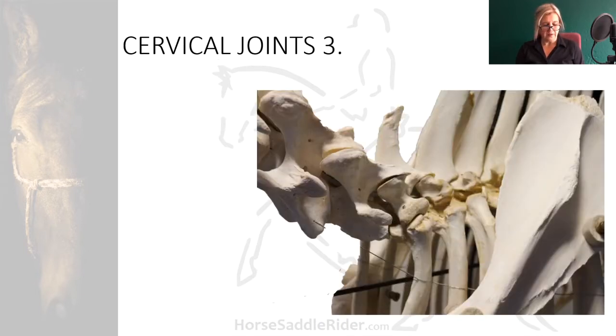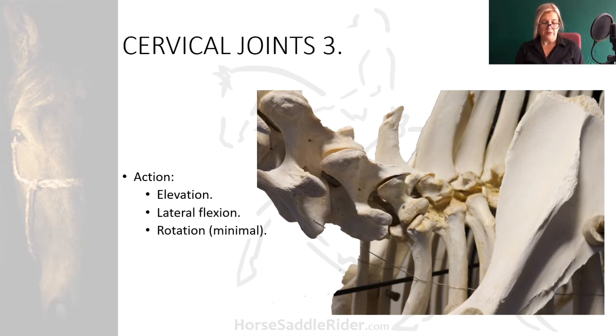Actions of the cervical joints and muscles are elevation, lateral flexion and rotation, although this is minimal because of how the interlocking plate joints perform. A neck extension is brought about passively by gravity and by relaxation of the flexors and elongation of the nuchal ligament.